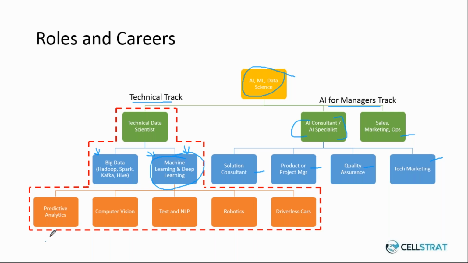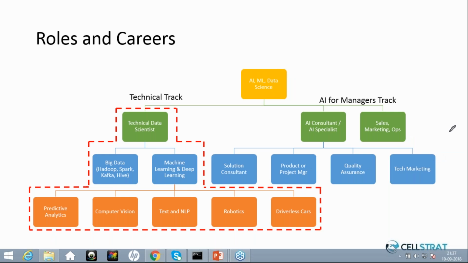Below machine learning and deep learning, there are specialized areas like predictive analytics, computer vision, text and natural language processing, robotics, driverless cars, and so on. It takes almost 1 to 2 years to train a good intermediate level machine learning data scientist. You have to do a series of courses, lots of projects and practice to become an intermediate level data scientist. For a world-class data scientist, you have to spend many years in this area before somebody can call you a world-class data scientist.